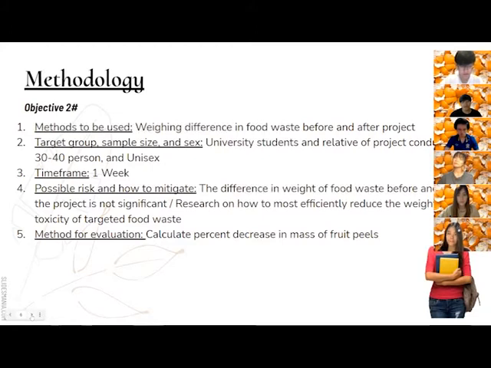And the possible risk and how to mitigate it is that the difference in the fruit peel waste would not be significant enough to show any results. And to mitigate that, we have to conduct research on how to most efficiently reduce the weight of the fruit peels and the toxicity of the targeted food waste. And the method for evaluation would be to calculate the percent decrease in mass of fruit peels.